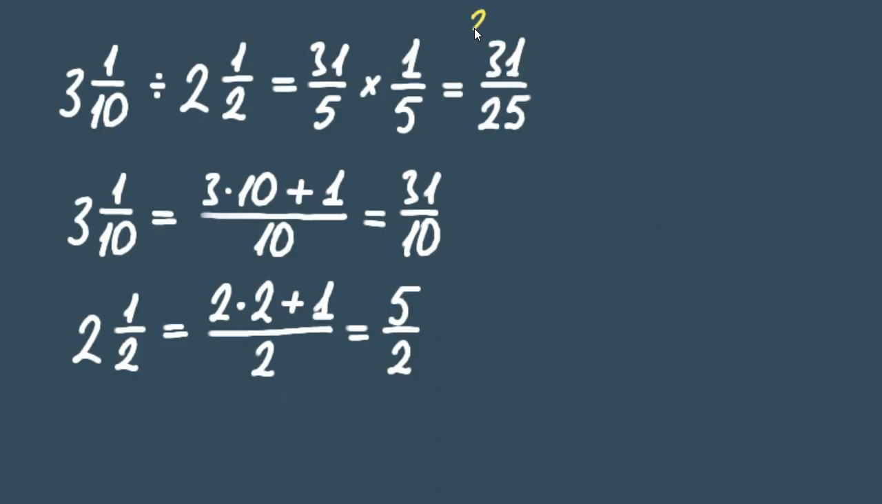31, this is the sum of 25 and 6. And so I get the mixed number 1 and 6/25.